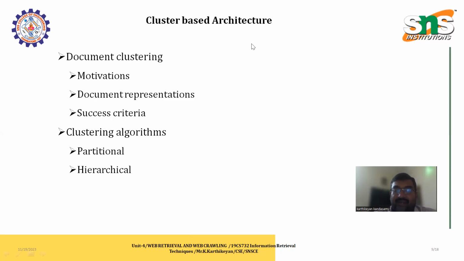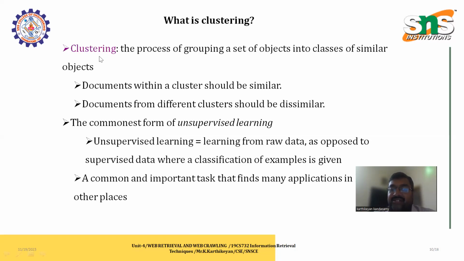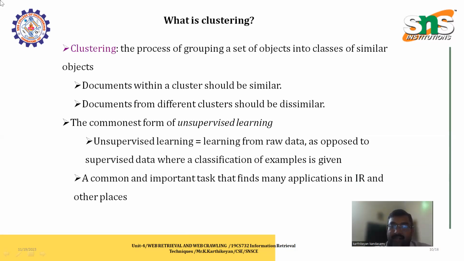This is a cluster-based architecture. For document clustering, we consider motivation, document representation, and success criteria. Clustering has two types of process: one is partitional, another one is hierarchical. What is clustering? Clustering is the process of grouping a set of objects into classes of similar objects. The documents within a cluster should be similar. The documents from different classes should be dissimilar. Clustering is a common form of unsupervised learning, which means learning from raw material as opposed to supervised learning. An example is given, and it is a common and important task that finds many applications here and in other places.